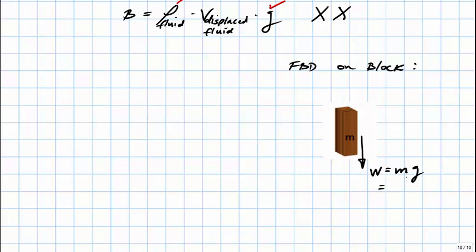We found the mass earlier. The value for mass was 0.5985. G, of course, equals 9.8. And as a result, the weight equals 5.865. The buoyant force is also acting on this block.